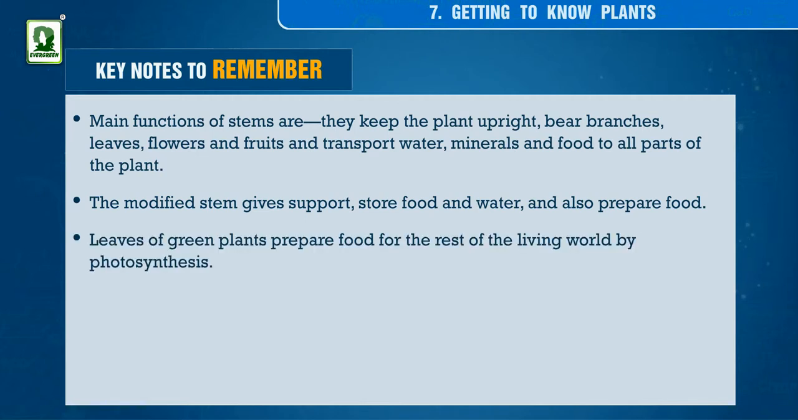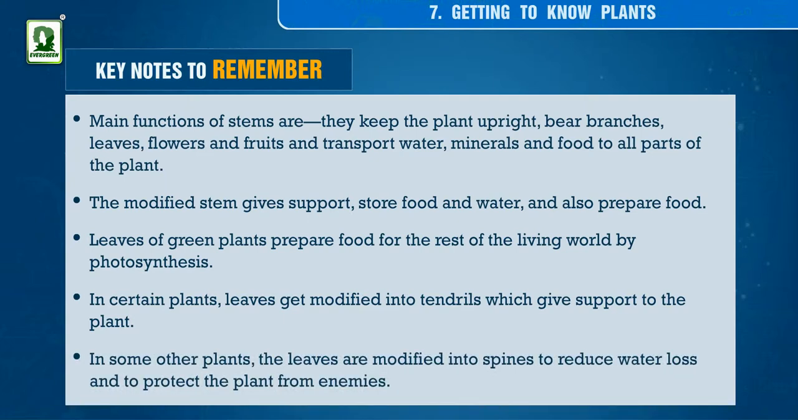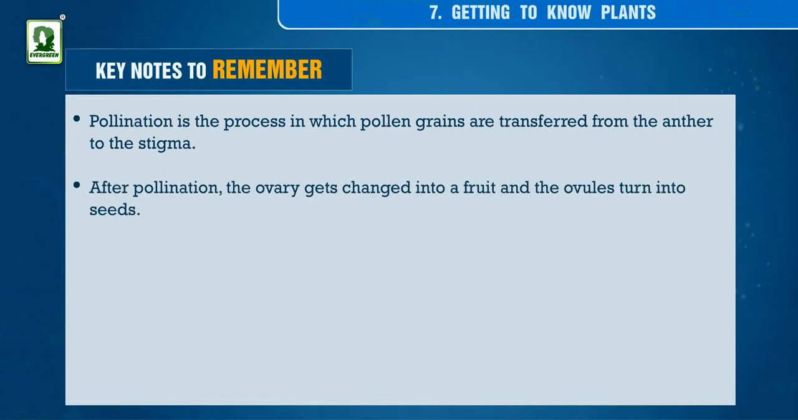Leaves of green plants prepare food for the rest of the living world by photosynthesis. In certain plants, leaves get modified into tendrils, which give support to the plant. In some other plants, the leaves are modified into spines to reduce water loss and to protect the plant from enemies. Pollination is the process in which pollen grains are transferred from the anther to the stigma. After pollination, the ovary gets changed into a fruit and the ovules turn into seeds.